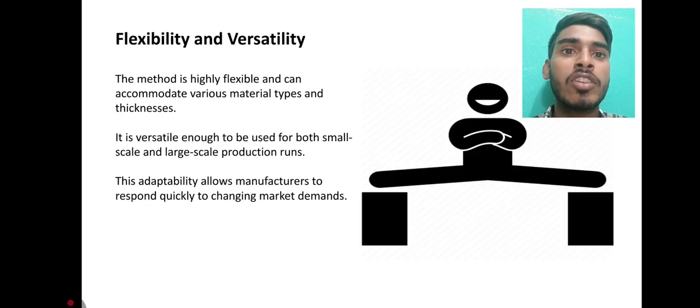Flexibility and versatility. The method is highly flexible and can accommodate various material types and thicknesses. It is versatile enough to be used for both small scale and large scale production runs. This allows manufacturers to respond quickly to changing market demands.